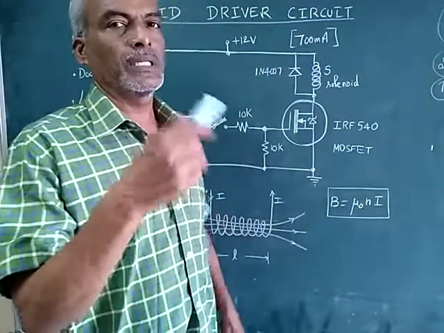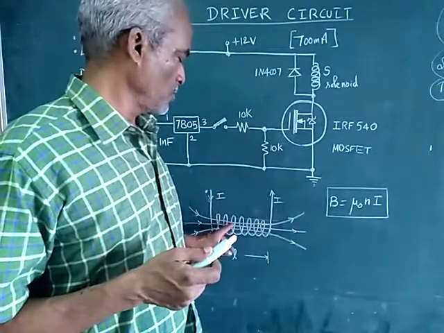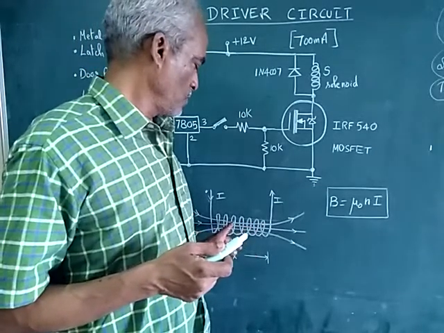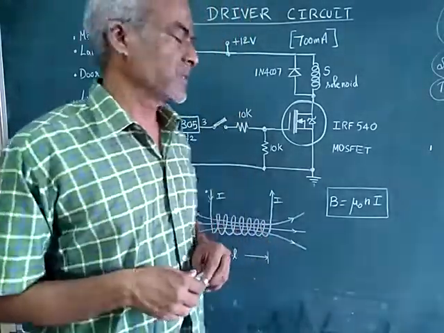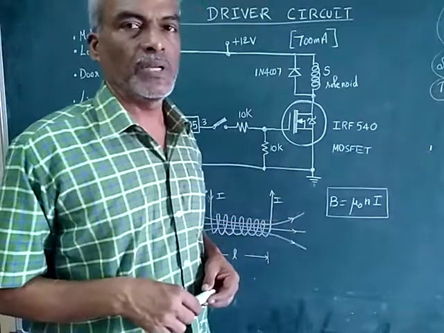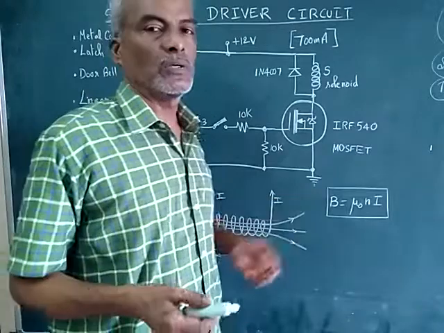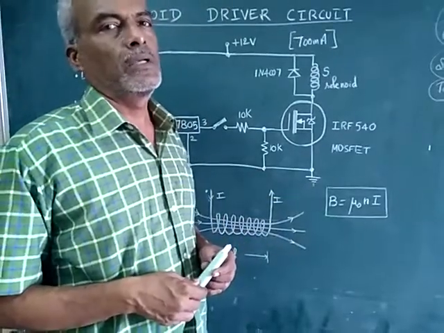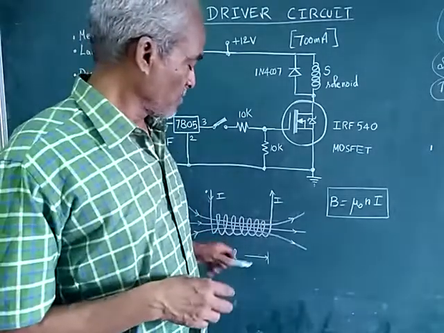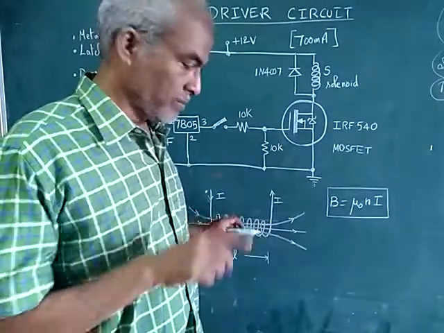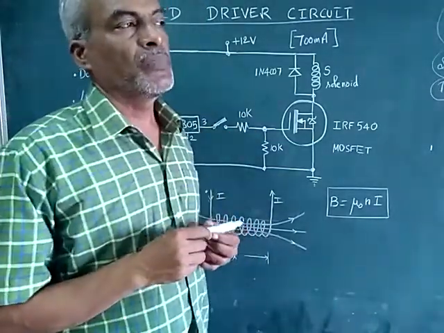That means if you increase the number of turns, here if you see 1, 2, 3, 4, 5, 6, 7 windings are there. That means if you increase the number of turns, magnetic flux density will increase, or else if you increase the current flowing through the coil, then also magnetic flux density increases, or if you increase both, magnetic flux density will increase.